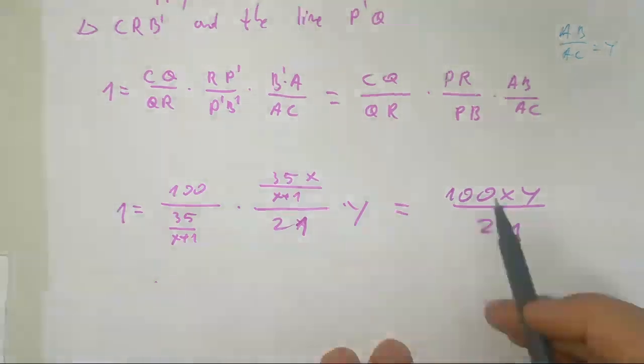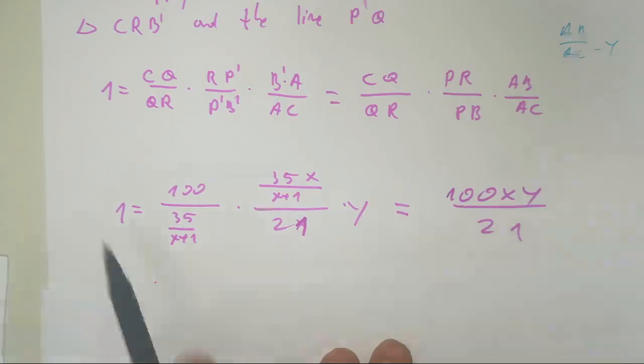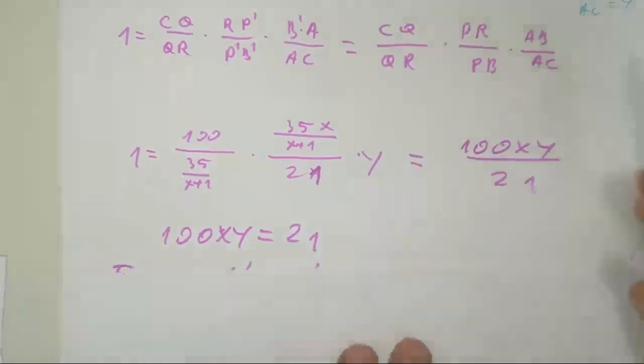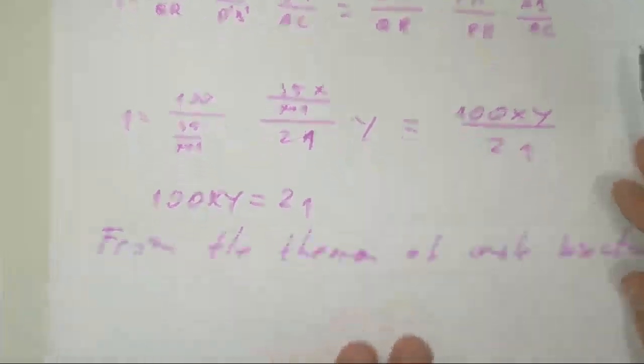All right, if you do some calculations, you will end up with 1 equal to 100x y over 21. It means that 100x y is 21. Great.